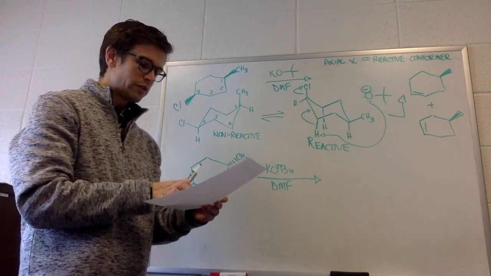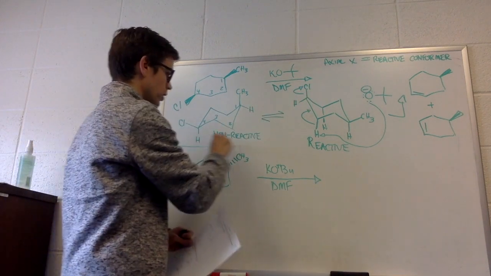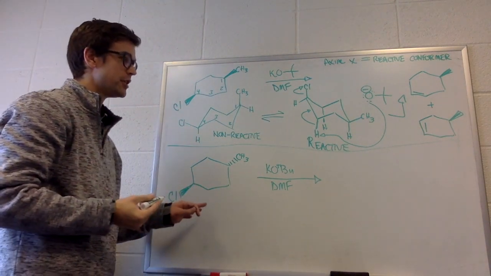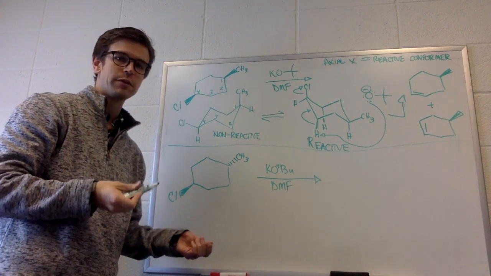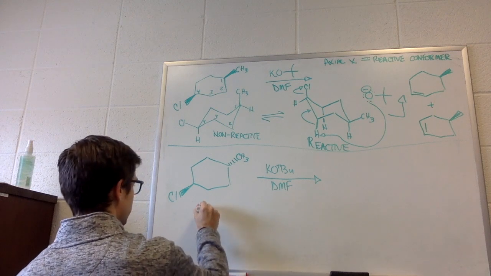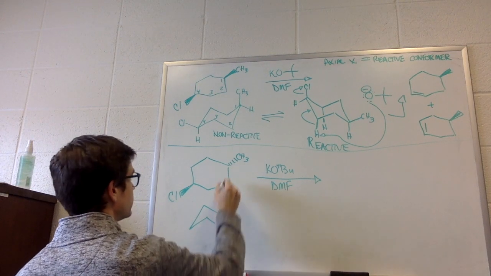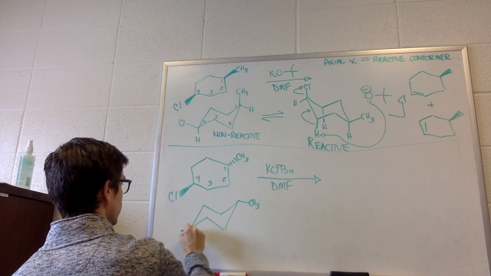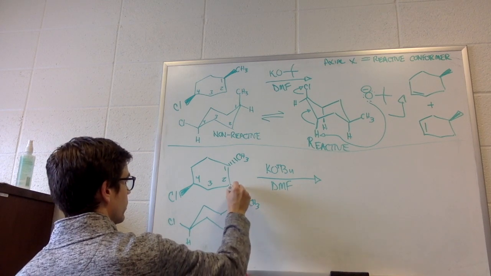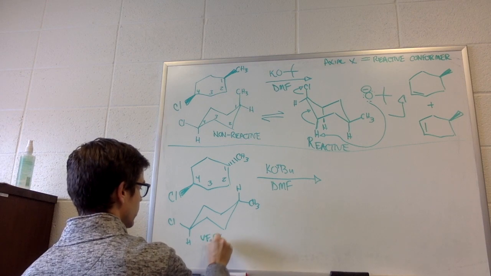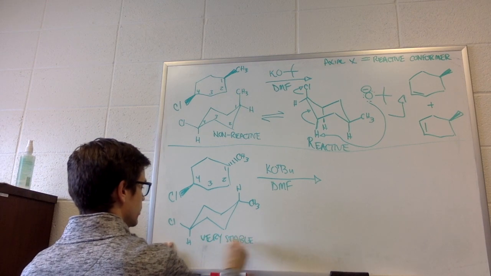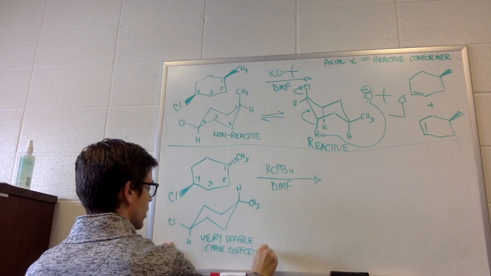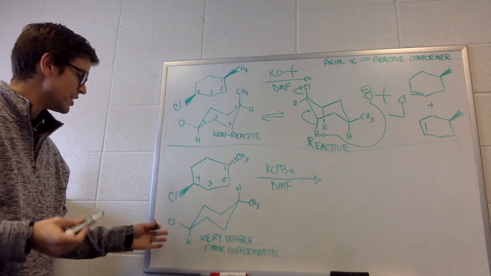The question at the top, though, is which of these occurs at the faster rate, this one or the second example down here? So we have to evaluate the stability of the chair structures, and specifically the stability of the reactive conformation chair structure. We'll start out the same way, drawing the chair the same way. This is the 1, 2, 3, 4 position. The CH3 is going down. The chlorine's going up. So this is a very stable chair conformation, and it's a non-reactive one, right?